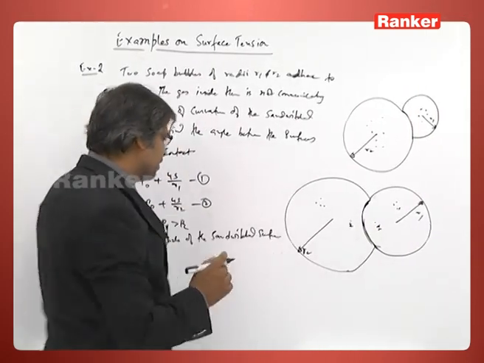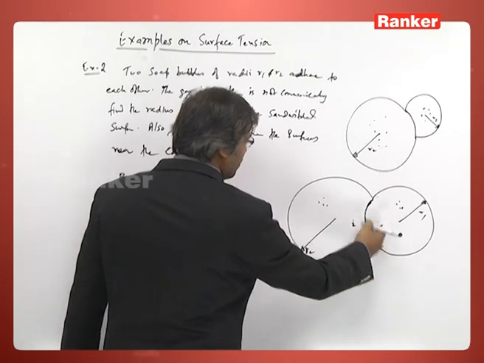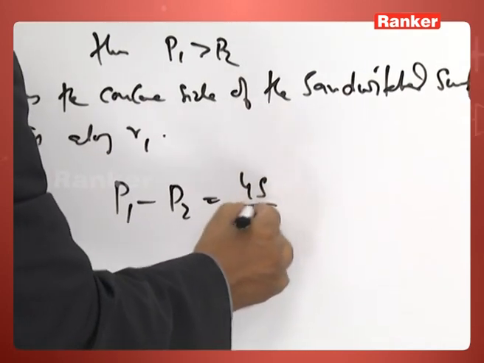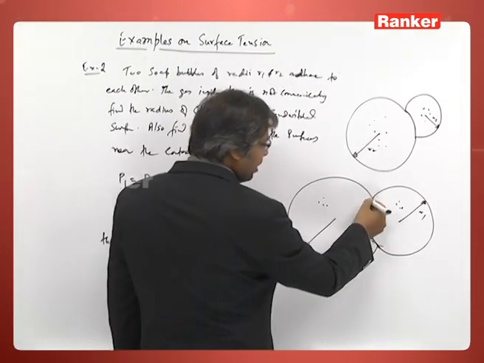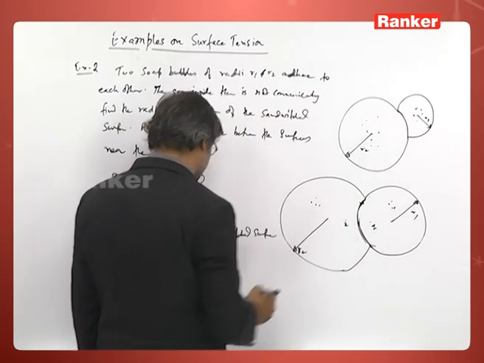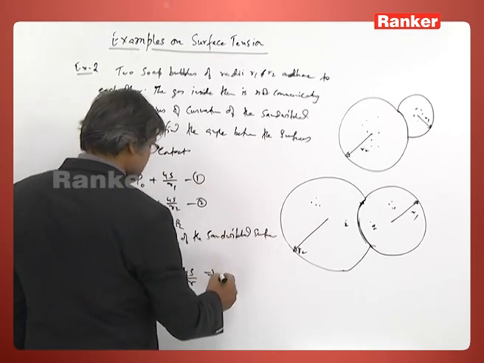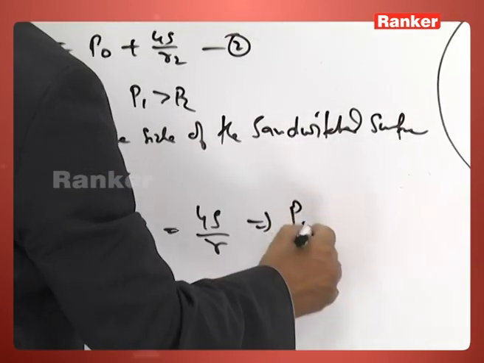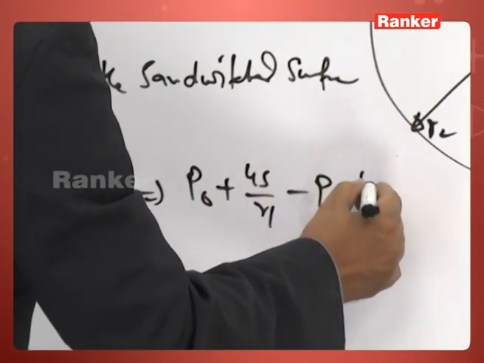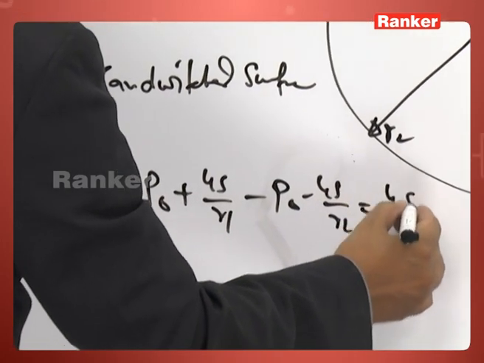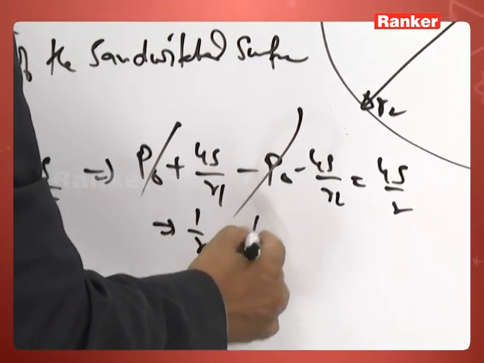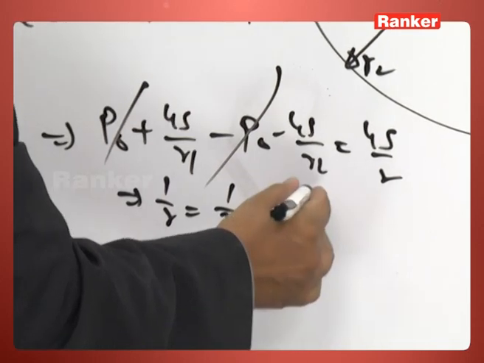Now what is the radius of curvature? Again applying the excess pressure formula, we have P1 minus P2 as 4S by R. Why 4S? Because this is a bubble, which has two surfaces. So P1 is P naught plus 4S by R1, P2 is P naught plus 4S by R2, and the difference is equal to 4S by R. P naught cancels, so 1 by R is equal to 1 by R1 minus 1 by R2.